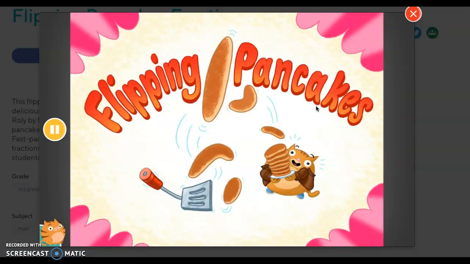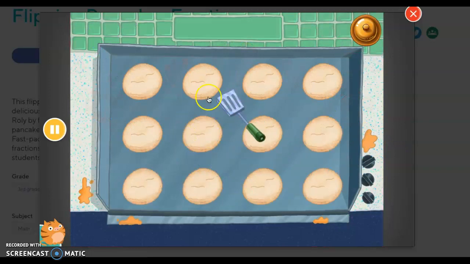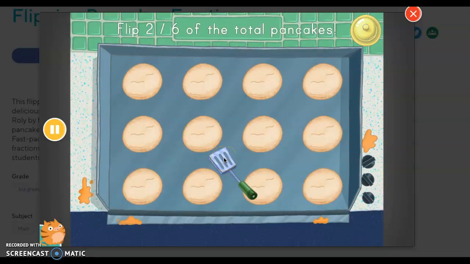Rolly is craving your famous pancakes. Help him feed his hunger by whipping some up on the griddle. Flip the number of pancakes that matches the fraction on Rolly's order. Ring the bell when the order is ready to go.